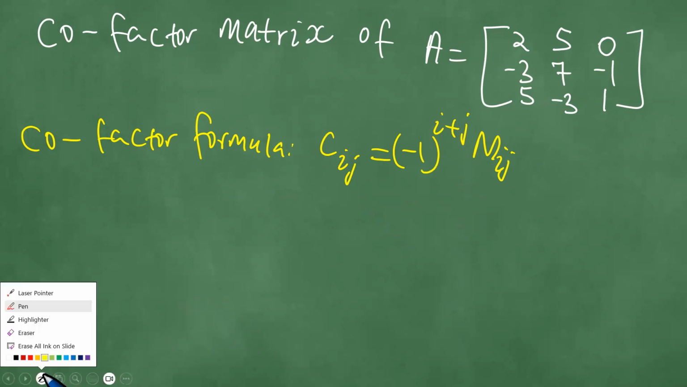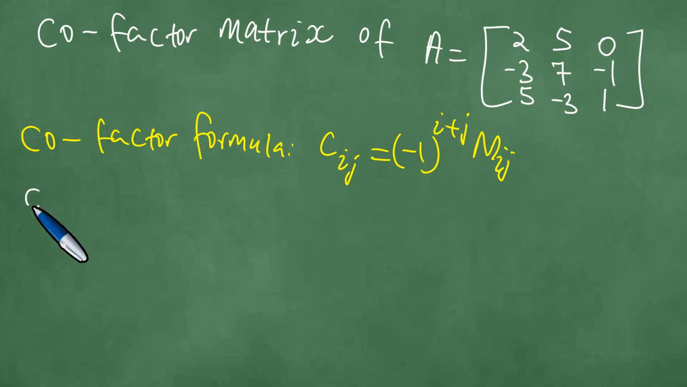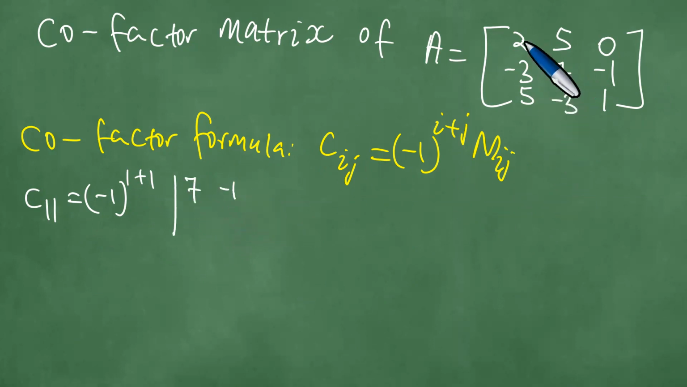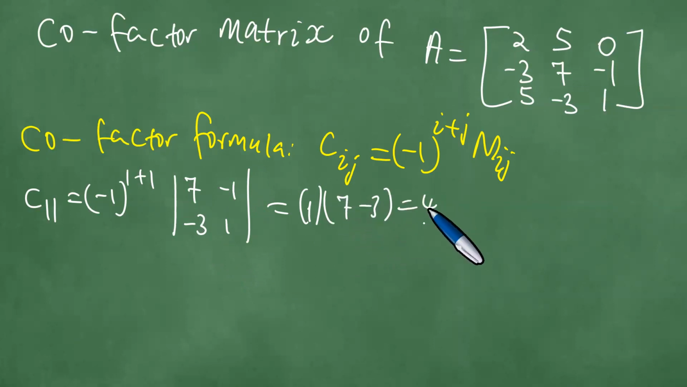And now we're going to find the cofactors together. Let's find C11, for example. C11 is going to be minus 1 to the power 1 plus 1 times the minor of the entry in the first row, first column, which is 7. If you block this column and that row, you are left with 7, minus 1, minus 3, 1. And this is exactly 7 by 1, which is 7 minus 3, which is 4.